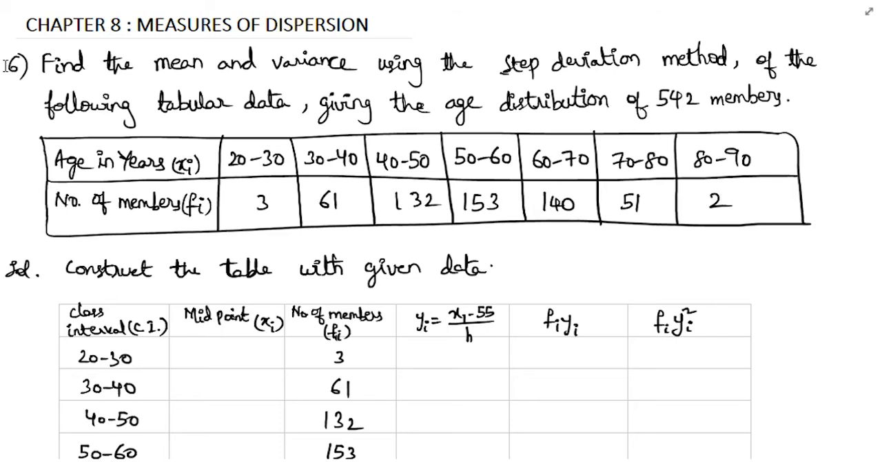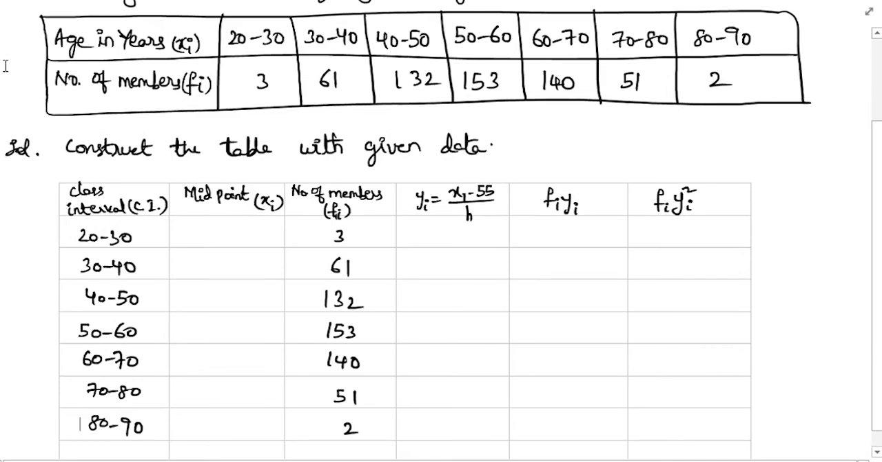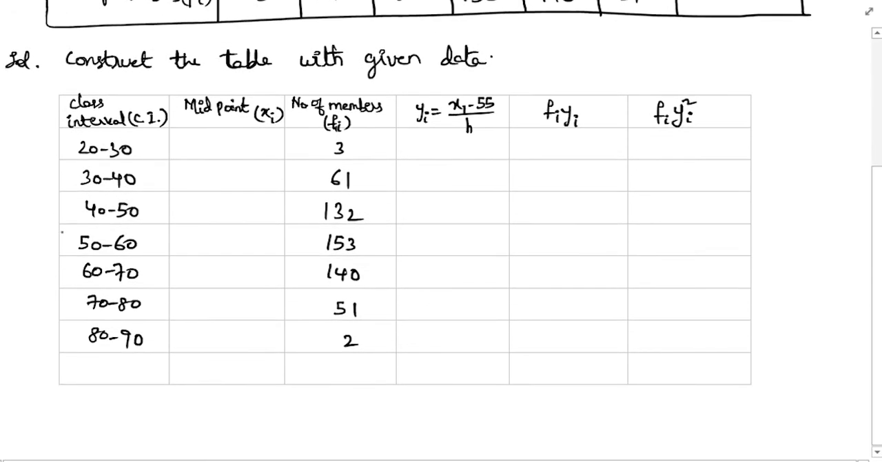Now the sixth question: we have to find the mean and variance using the step deviation method for the following tabular data giving the age distribution of 542 members. For this I have already constructed a table. I have also written the class interval, that is age in years, and the frequency, which is the number of members. Now we'll proceed with the other columns. The midpoint of this is 20 plus 30 by 2, that will be 25. Here it will be 35, 45, 55, 65, 75, and 85.